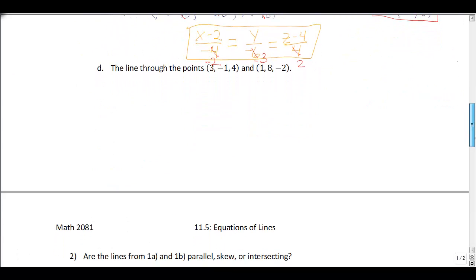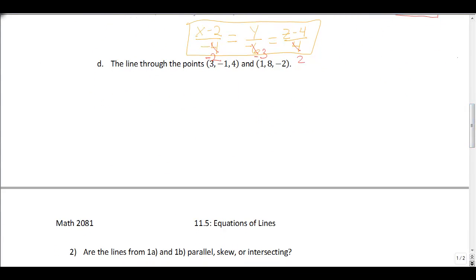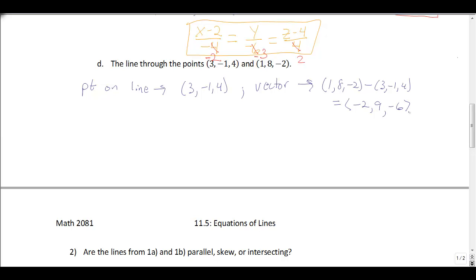One more like this one just for the sake of it. We've got 2 points and we find the line between them. So I'm going to choose my point on the line. I'm going to choose the first one, 3, -1, 4. And then my vector in the direction of the line, let's do the same thing, second point minus the first point, 1, 8, -2, minus 3, -1, 4. And that's going to give me the vector, let's see, 1 minus 3 is -2, 8 minus -1 is 9, -2 minus 4 is -6 here.